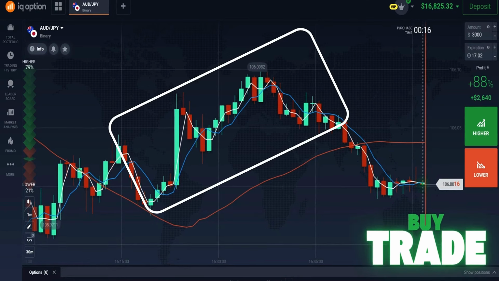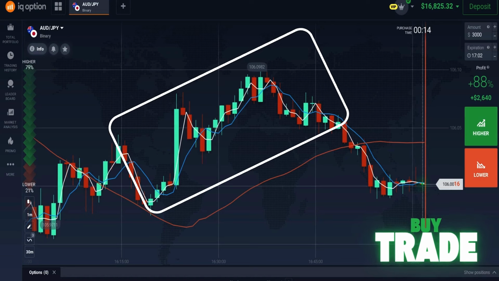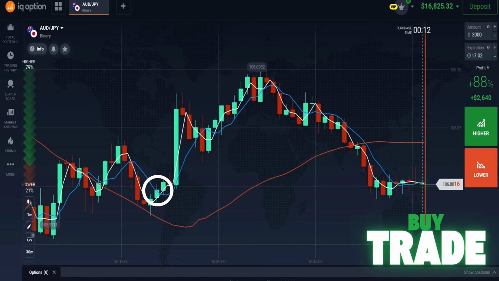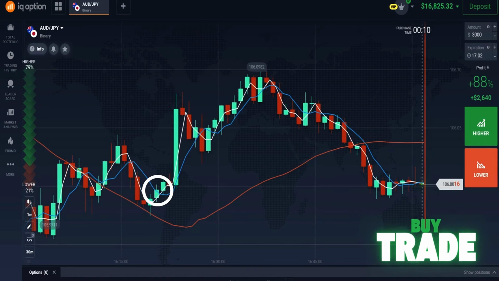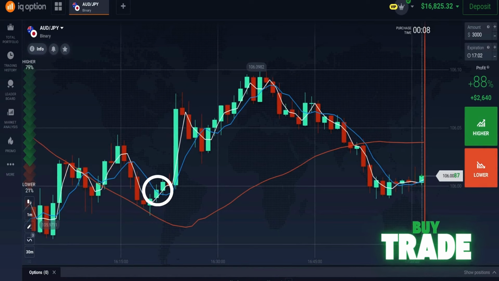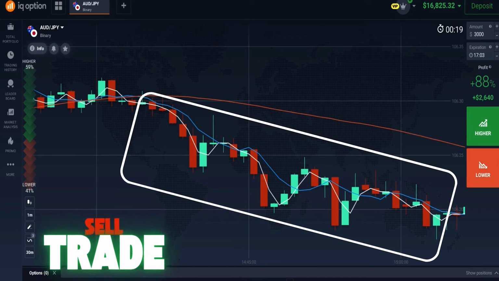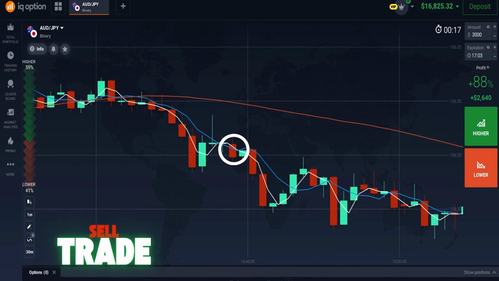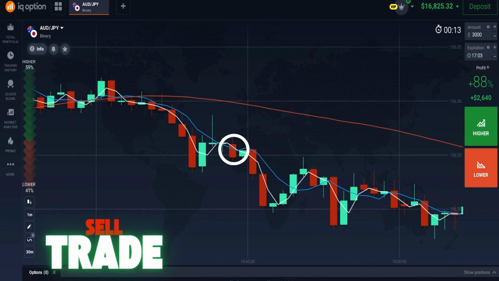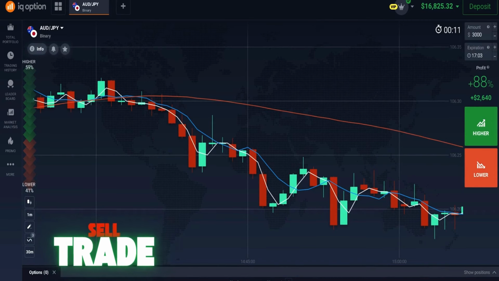For a buy trade, the price must be above the red SMA. The white SMA should cross above the blue SMA and move upward. Take the buy trade immediately when this happens. For a sell trade, the price must be below the red SMA. The white SMA should cross below the blue SMA and move downward. Take the sell trade immediately when this happens.